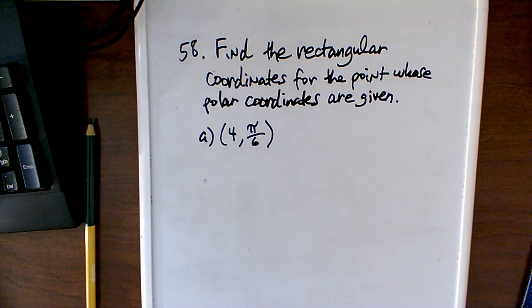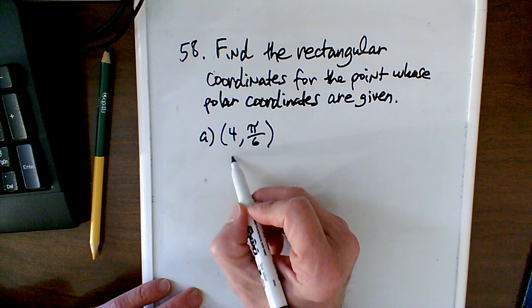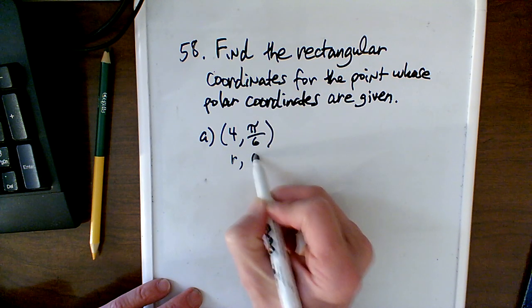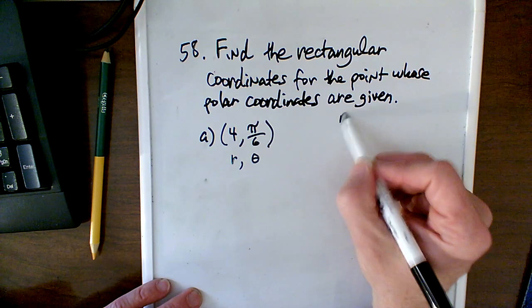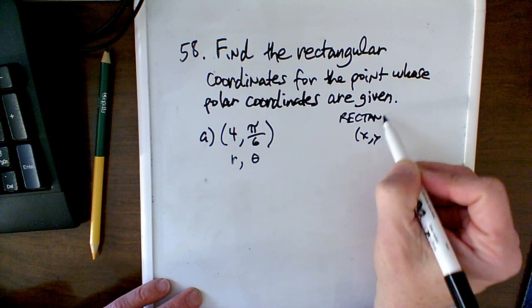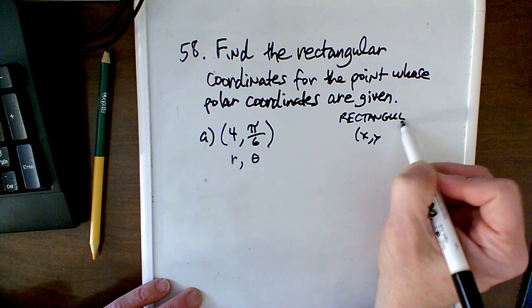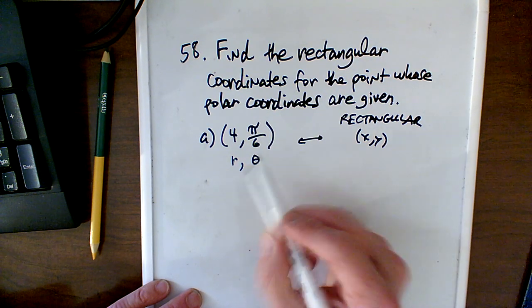Okay, so this problem has to do with finding rectangular coordinates for the point whose polar coordinates are given. And remember we talked about polar coordinates being listed as r and theta, whereas rectangular would be just your basic x and y. And we can actually convert between rectangular and polar.